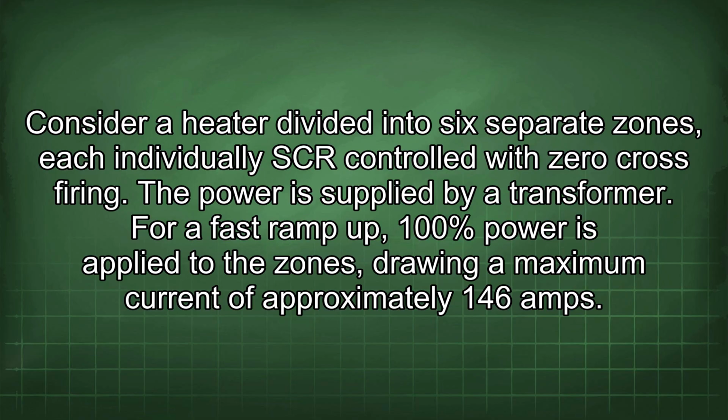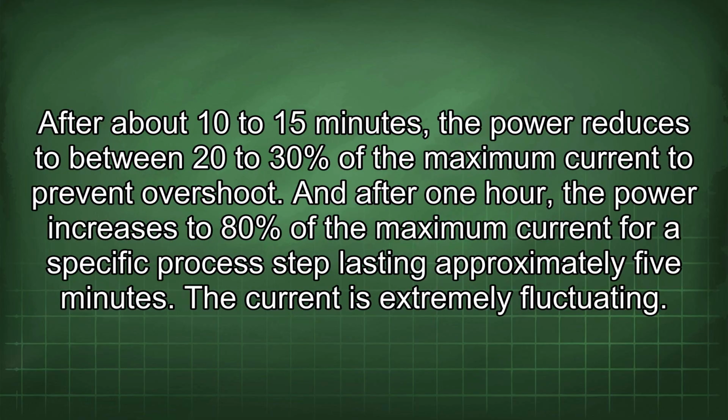Consider a heater divided into 6 separate zones, each individually SCR controlled with 0 cross-firing. The power is supplied by a transformer. For a fast ramp up, 100% power is applied to the zones, drawing a maximum current of approximately 146 amps. After about 10 to 15 minutes, the power reduces to between 20 to 30% of the maximum current to prevent overshoot. And after 1 hour, the power increases to 80% of the maximum current for a specific process step lasting approximately 5 minutes. The current is extremely fluctuating.